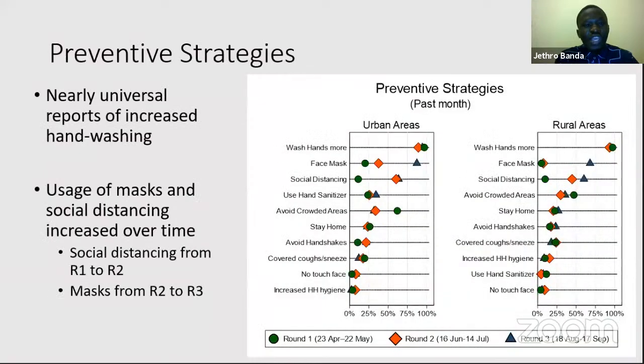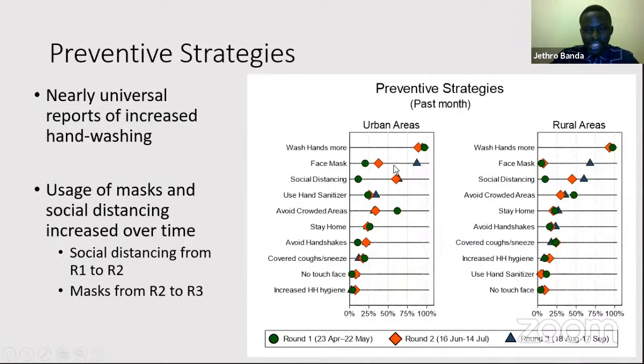So we had questions that looked at preventative strategies that they had employed 30 days before the day of the survey. Now, for the whole three rounds of data collection, participants have consistently reported that they are washing their hands more frequently. But in round two, we saw an increase in those that reported at least observing some sort of distance between them and the person that they are next to. In round three, we have seen a huge increase for both urban and rural participants in reports of mask usage.